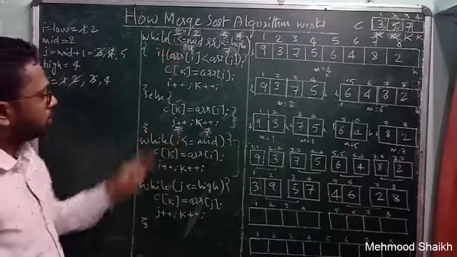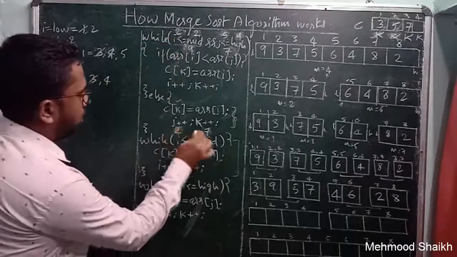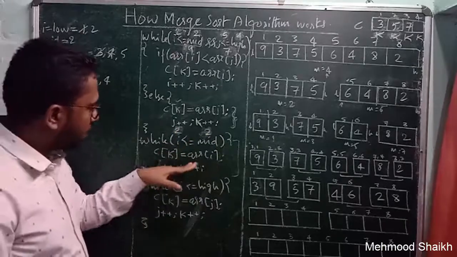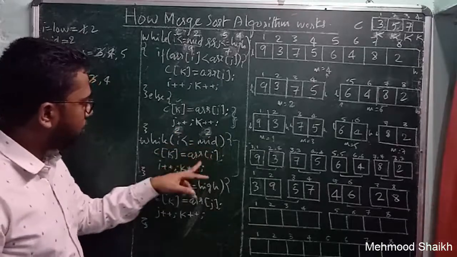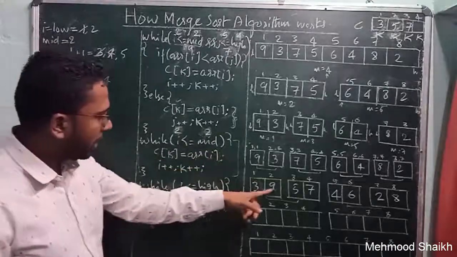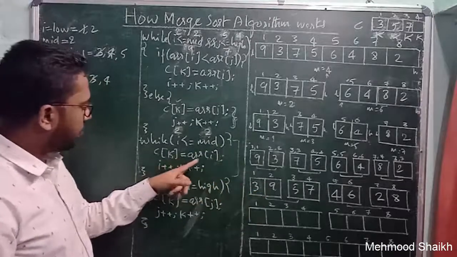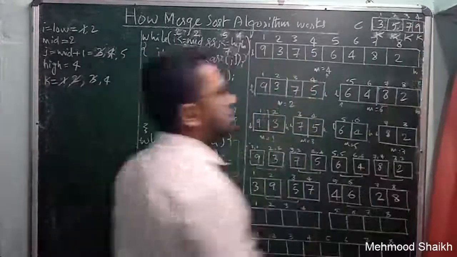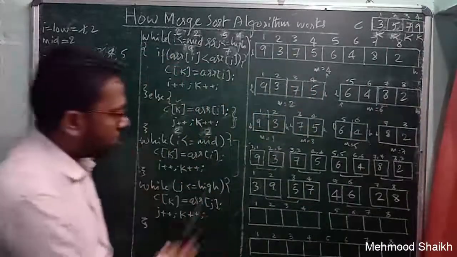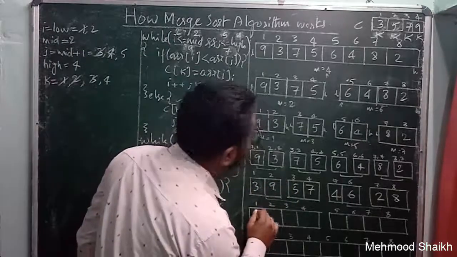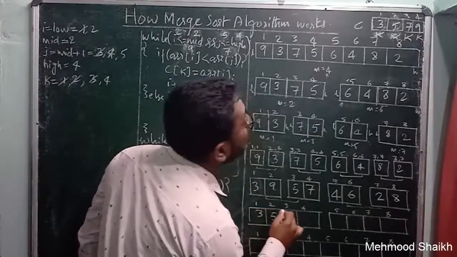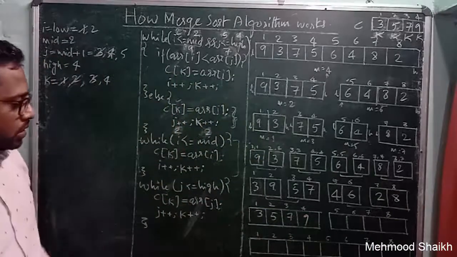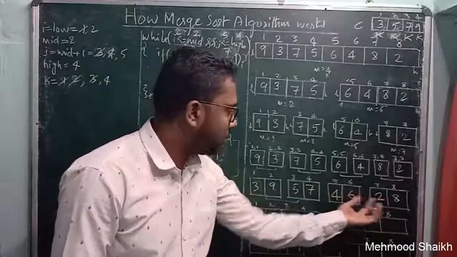So i is 2. 2 is less than or equal to 2. Yes, the condition is satisfied, so we will come inside this while loop. Array of i, array of 2, is 9. Then 9 gets passed to the fourth index of the C array. So 9 goes here. Now we have sorted the first sub problem: 3, 5, 7, 9.